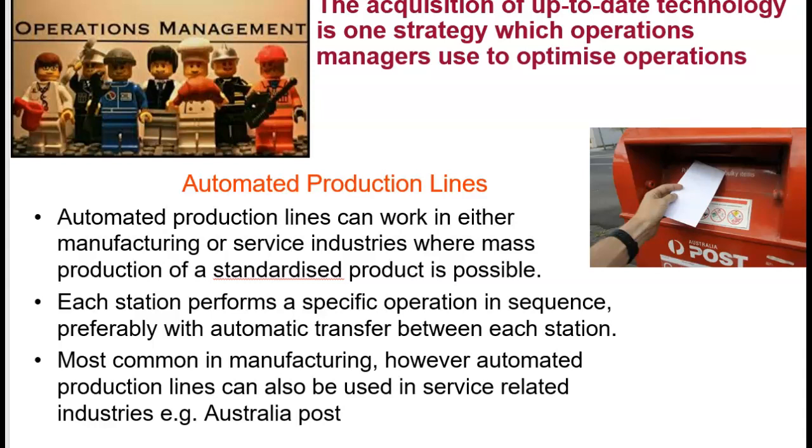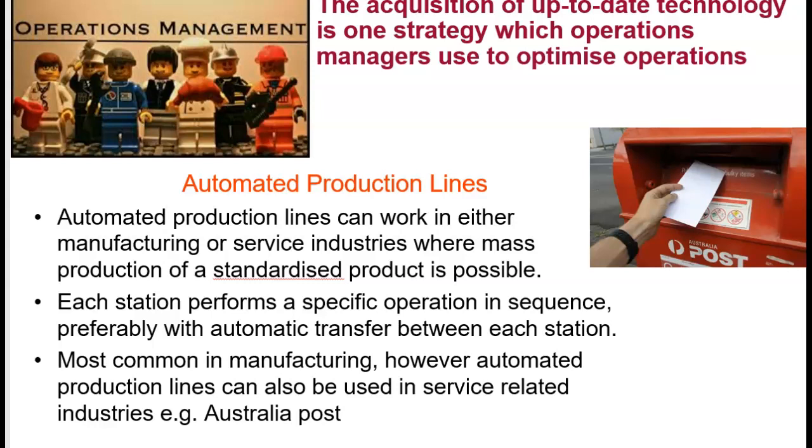It's most common in manufacturing, however, as I've said, automated production lines can also be used in service-related industries, for example Australia Post. I've got a little picture there of Australia Post. Within today's lesson, there's also a link to an Australia Post YouTube video on how a letter goes through their system, which shows a lot of automated production lines in that system as well.